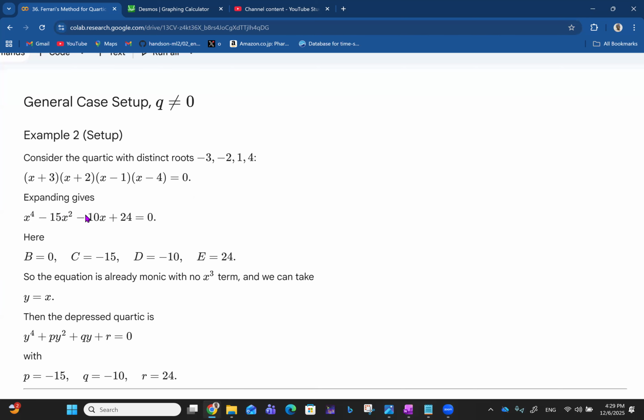So once b is 0, it is already depressed, because the standard form is x raised to power 4 plus big B x cubed plus big C x squared plus big D x plus big E. So big B is not available because there's no x cubed term. Big C is minus 15, big D is minus 10, and big E is 24, as you can see.